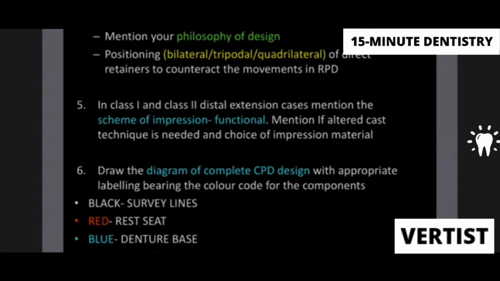Now, primarily tooth supported is a class 3 situation. A tissue supported is a class 1 or a class 2 edentulous situation. A tooth tissue supported is where you don't have an extensive edentulous span. Mention your philosophy of design. As I told you, the 3 philosophies of design have to be mentioned.